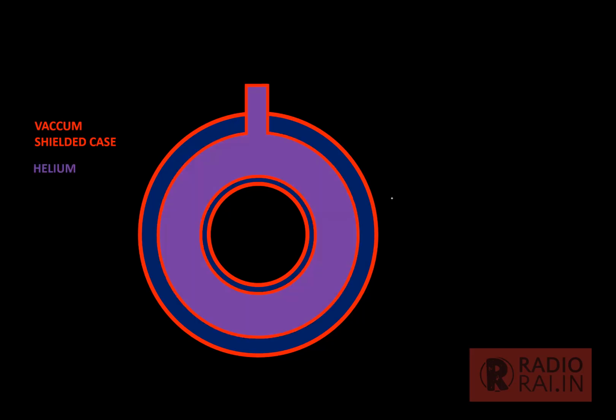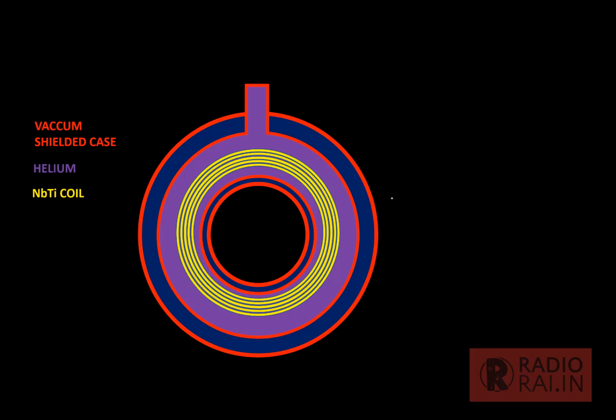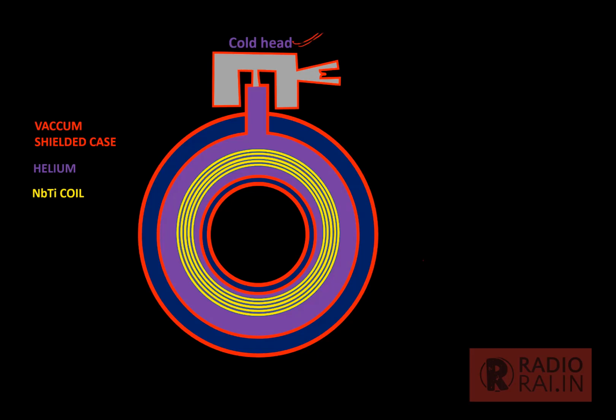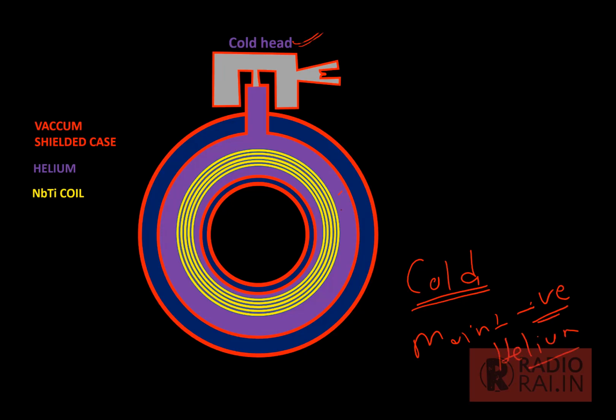It will have a gantry containing helium. There is a case, and inside that there will be a helium-filled helium container. Inside this helium container, we have this niobium titanium coil. Then this entire thing is connected to something called a cold head. The cold head is responsible for maintaining the very low temperature in this helium chamber. So this is containing helium.